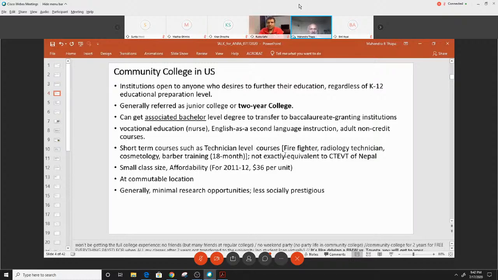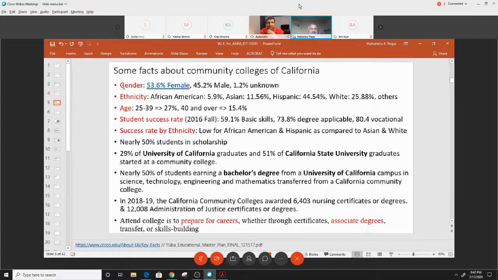I just want to go through some key facts about the Community College of California. Nearly 53% are female by gender, and by ethnicity, nearly 44% are Hispanic. These are the key things that force us to consider equity issues. Many students, after completing 2 years at community college, go to the University of California system or the California State University system. But most are going for small short-term courses and preparing for a career, or they go to a certificate course, associate degree, or could transfer to other colleges.